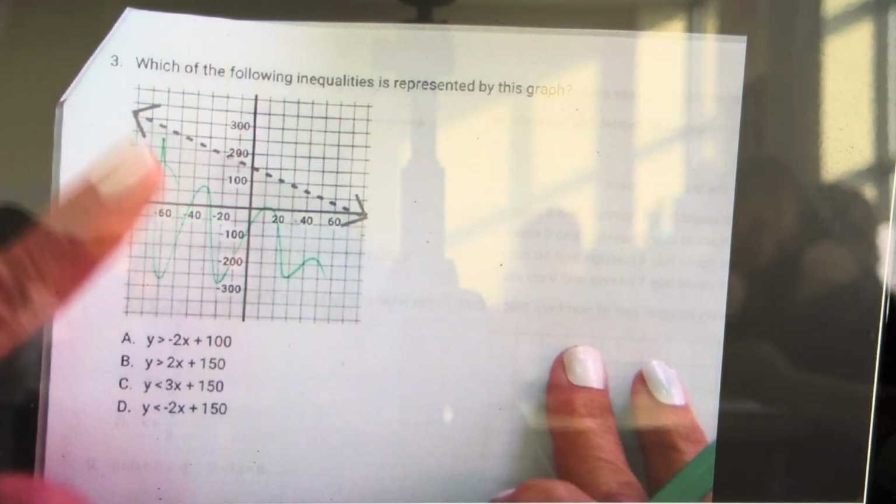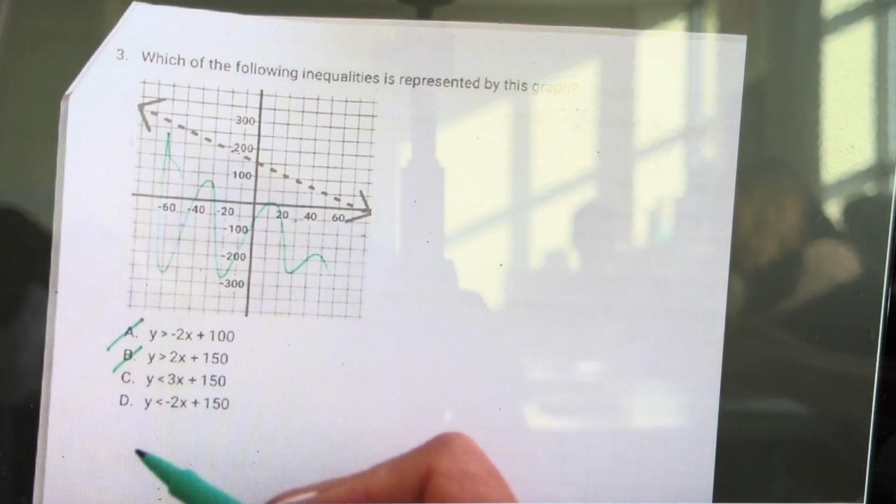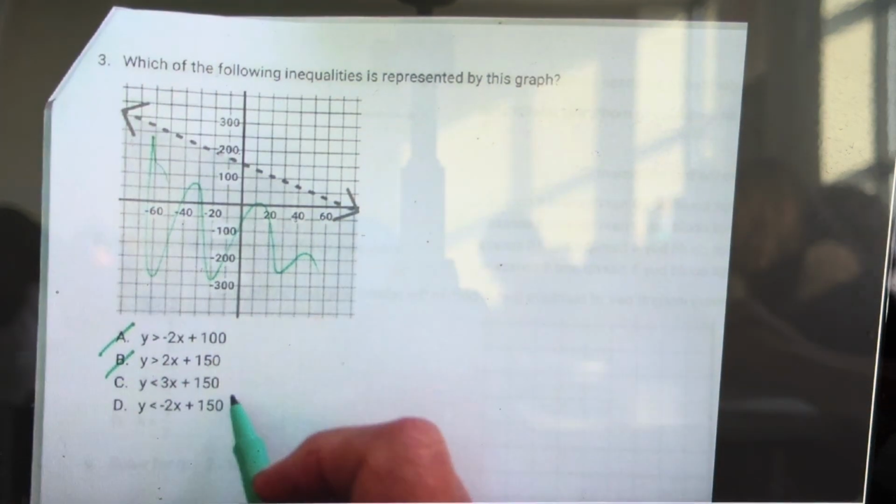Number 3. What do y'all think? B. So what's wrong? My shaded region is below, so it should be less than. Is B less than? No. So it's not A or B, so it has to be either C or D.